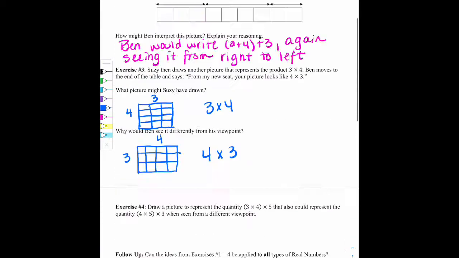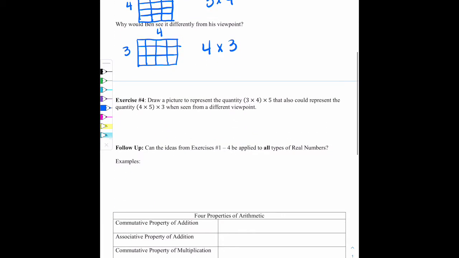Now, exercise 4 can be a little tough to draw, so we'll do this again together, see what we think. Exercise 4 says to draw a picture to represent the quantity 3 times 4, then times 5. That could also represent the quantity 4 times 5, then times 3, when seen from a different point of view. So the big thing I need you to take away from this, and you can put a little star there, is now we're getting into 3D drawings, which just do the best you can to draw a sketch of, because we are now multiplying 3 different numbers.